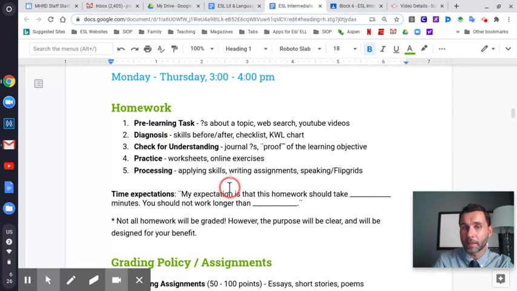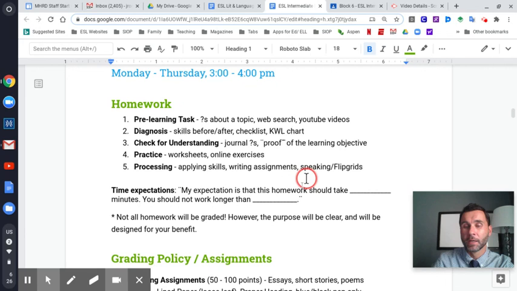Homework assignments. I have a number of different types of homework. It's all very meaningful. My intention for homework is to build skills, as well as at times we might be doing pre-learning tasks where students will do independent work to prepare. At times it could be practice. At times it could be application, like writing or speaking presentations.